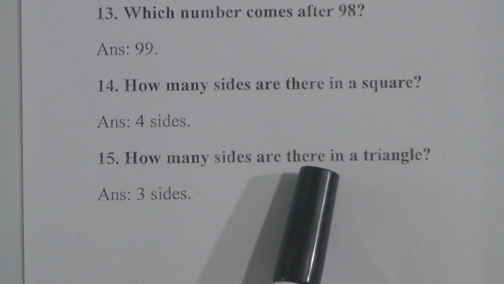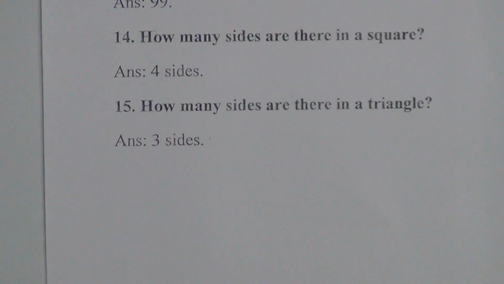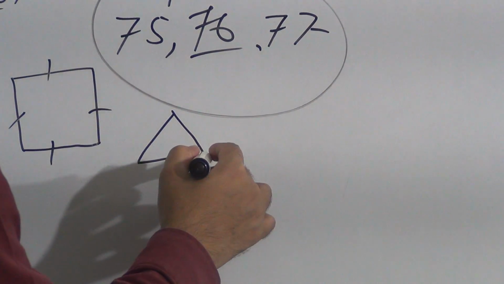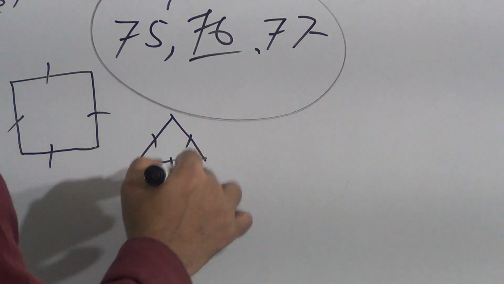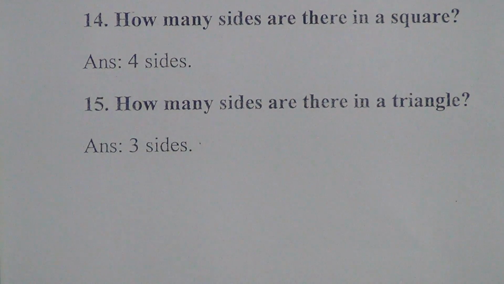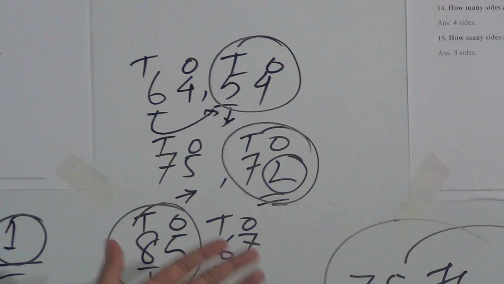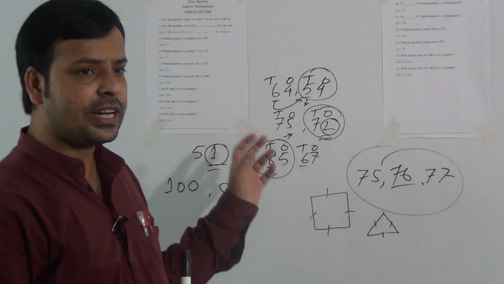15. How many sides are there in a triangle? Dear students, you know the shape of triangle, that is this type. So how many sides here? 1, 2, 3. So you can say the answer of question 15 is 3 sides. Okay, dear students, I hope you have understood our today's lecture. Practice this question at home more and more.